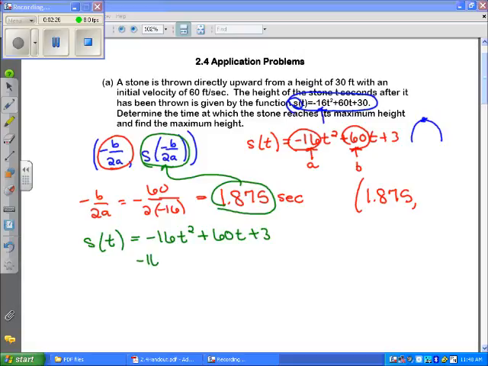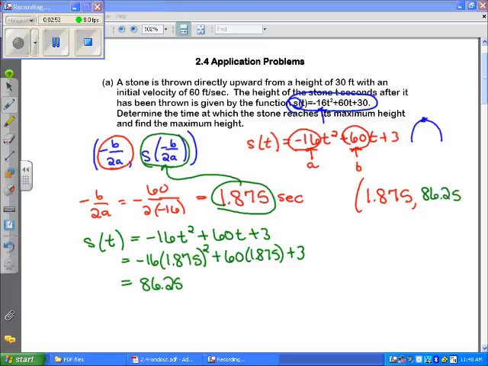So I get negative 16 times 1.875 squared plus 60 times 1.875 plus 3. If I go ahead and plug that in and simplify, I end up with 86.25. So that's the y-coordinate of our vertex. And since the y-coordinate represents the height, that would be in feet.